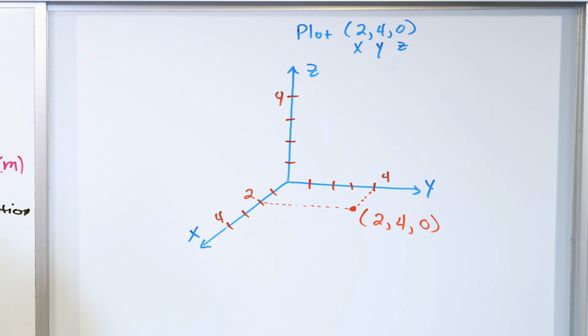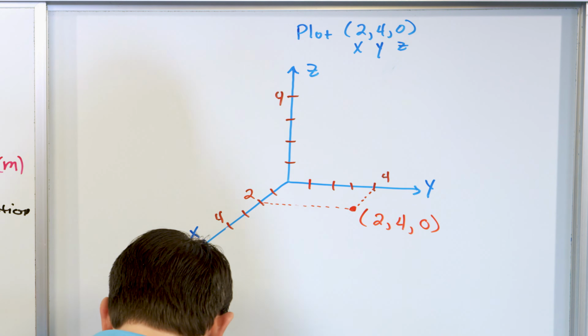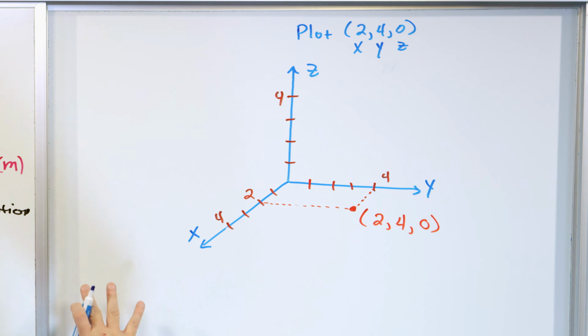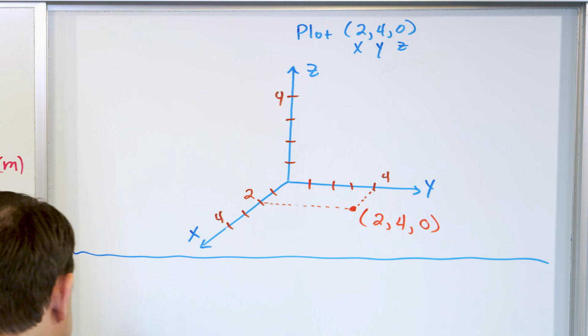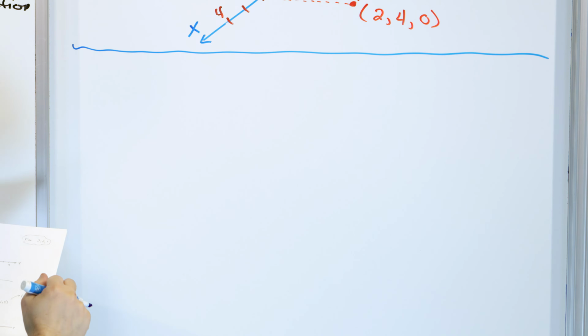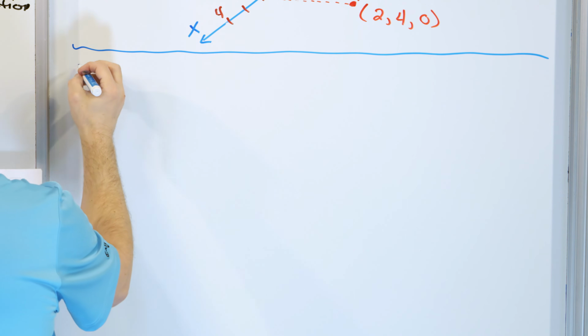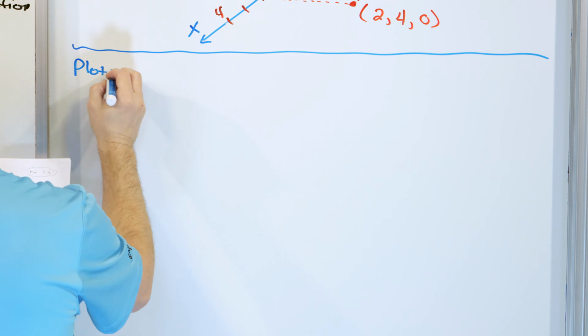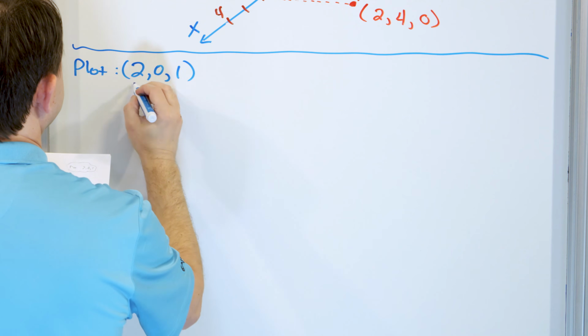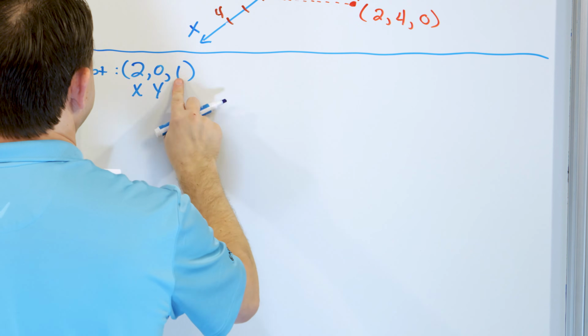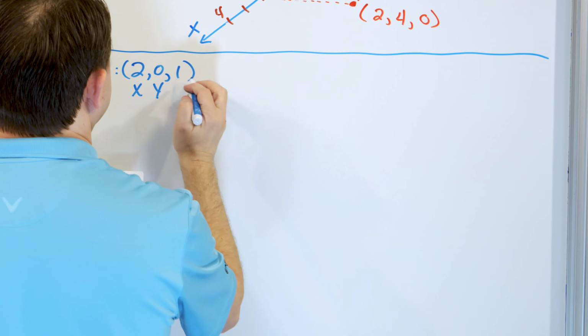All right, let's do a couple more. Let me try to fit 2 of these guys here. I have something important I need the entire board for on the next board here. Let's plot the point 2, 0, 1. This is x, of course, y, of course, z, of course, for this guy.